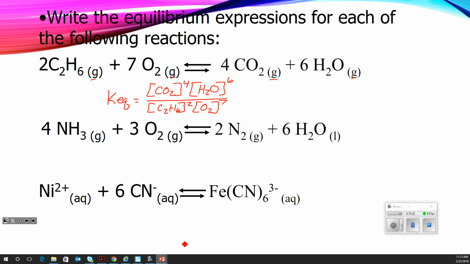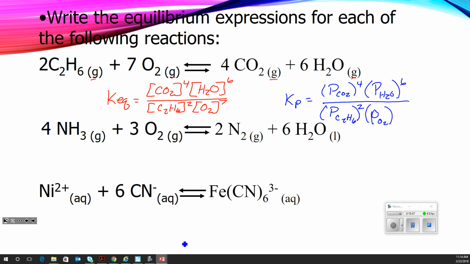Now if it shows it to me as a KP, that would be the pressure of CO2 to the 4th power, the pressure of water to the 6th power, the pressure of C2H6, which is ethane, to the 2nd power, and the pressure of O2, I forgot the P, to the 7th power. It could also be written that way.